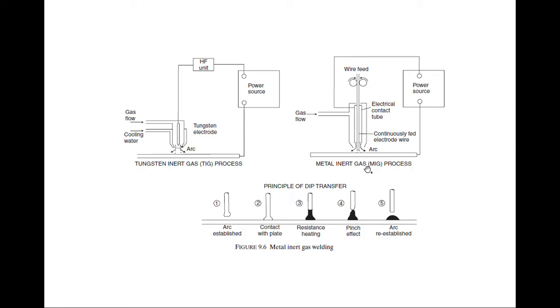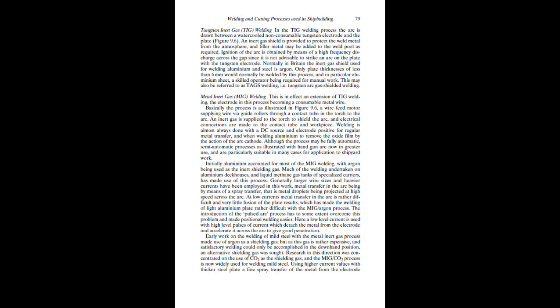So whatever we have discussed, we'll just go through. This is in effect an extension of TIG welding, the electrode in this process becoming a consumable metal wire. Basically, a wire feed motor supplies wire via a guide roller through a contact tube in the torch to the arc. An inert gas is supplied to the torch to shield the arc. The electrical connections are made to the contact tube and workpiece.